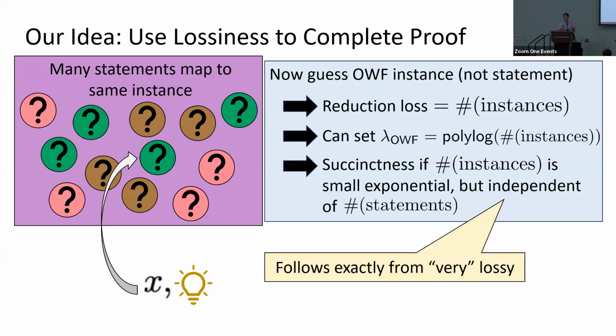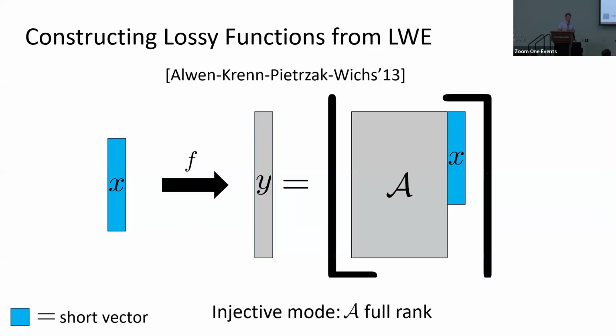Okay, so that's kind of the sketch of how we complete the Waters-Wu proof to get things to work without using their perfectly re-randomizable one-way functions. And so for the rest of the time, I will just talk about how we actually realize the necessary lossy functions from LWE.